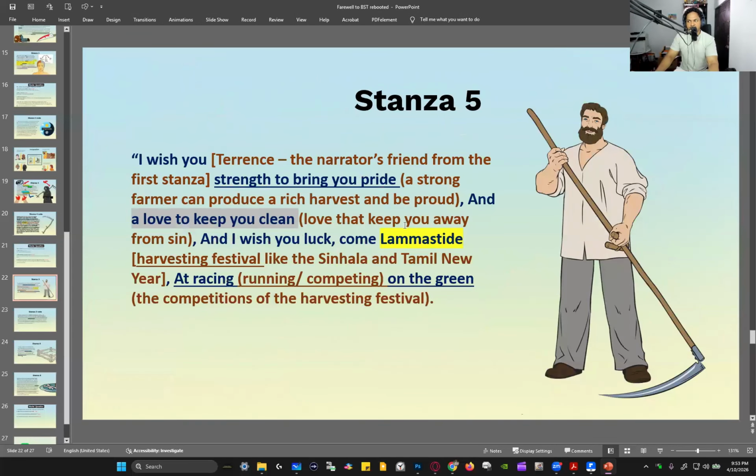And there is a festival called the Lammastide. The Lammastide is a farming festival, a harvesting festival.